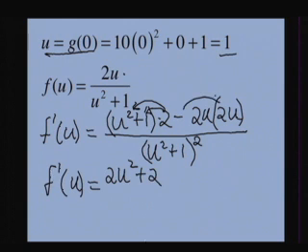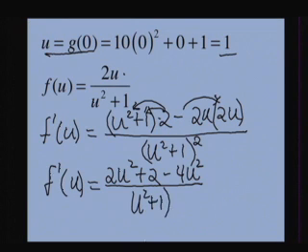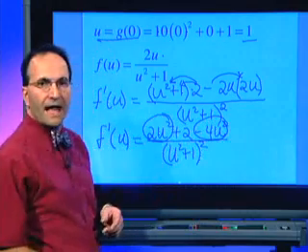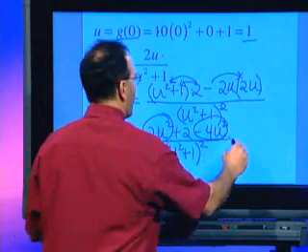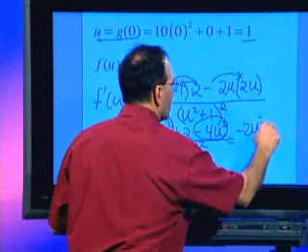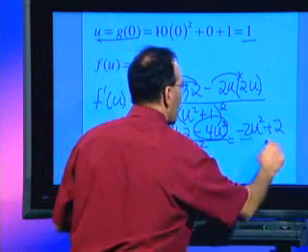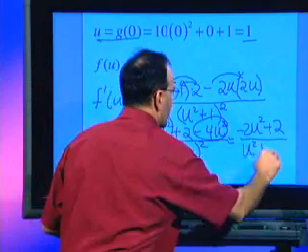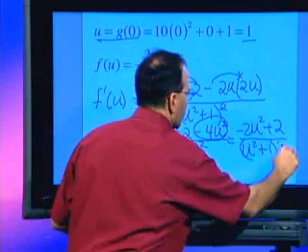Then here, when we multiply, we'll get minus 4u squared. And that's all going to be over u squared plus 1 squared. And then finally, we can combine the negative 4u squared and the 2u squared. And that's going to give us negative 2u squared plus 2 over the denominator u squared plus 1 quantity squared.